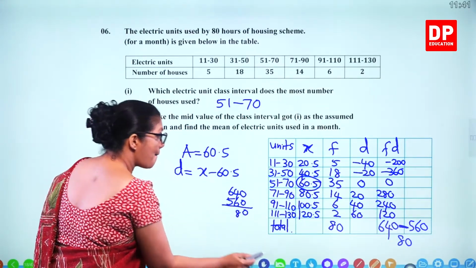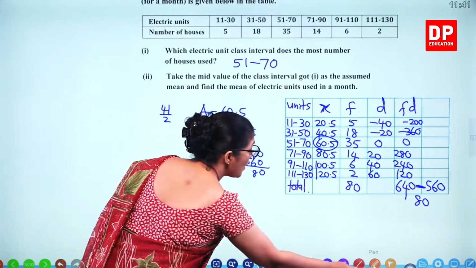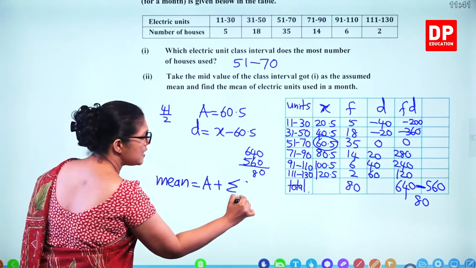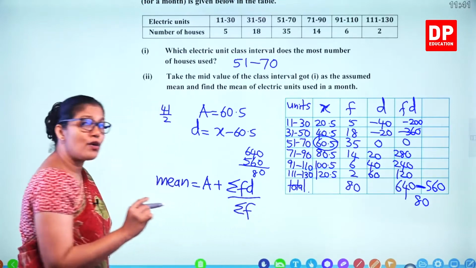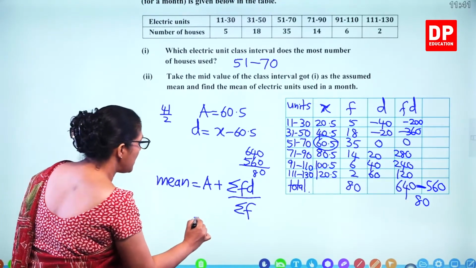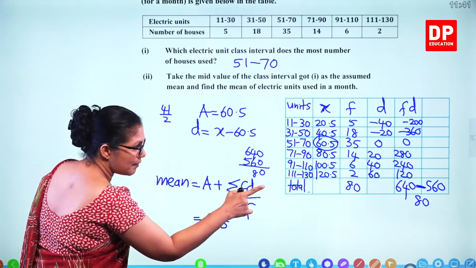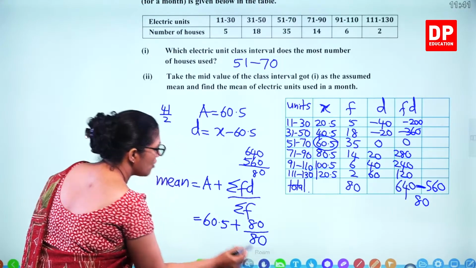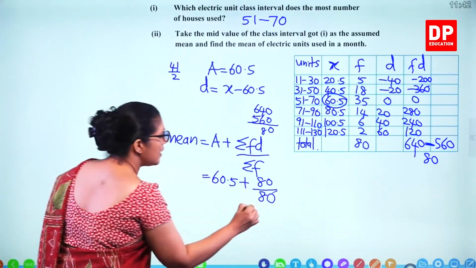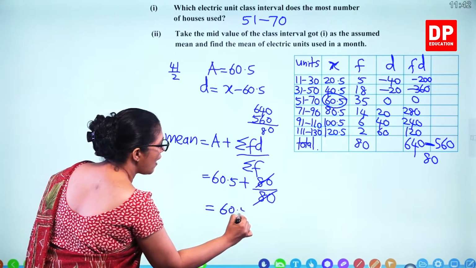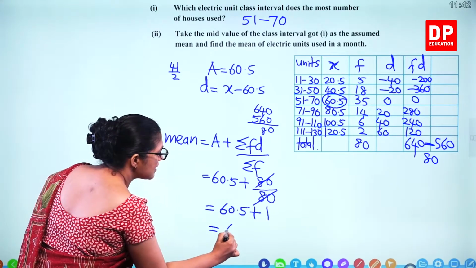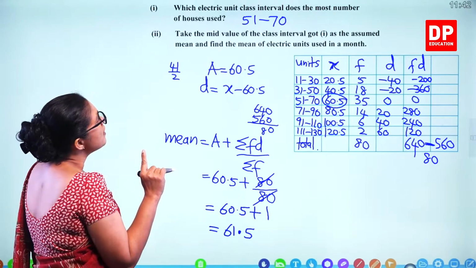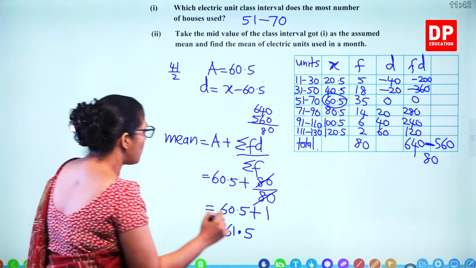So what's the mean value? What's the equation for mean? Mean is equal to assumed mean plus sigma FD over sigma F. You already know that formula. So assumed mean is 60.5. Difference is 80. Divide by frequency, also 80. So that means you get adding 1. 80, 80 get cancelled out. 60.5 plus 1, so 61.5 units. So the mean electric units used in a month is 61.5 units.